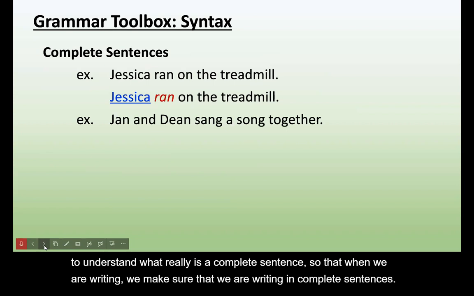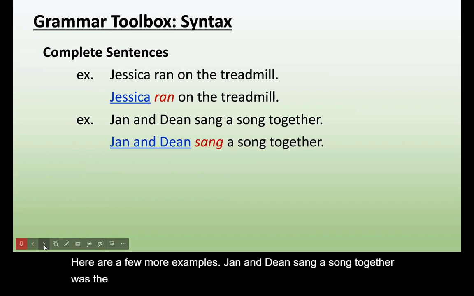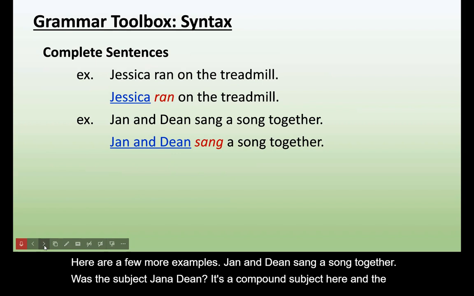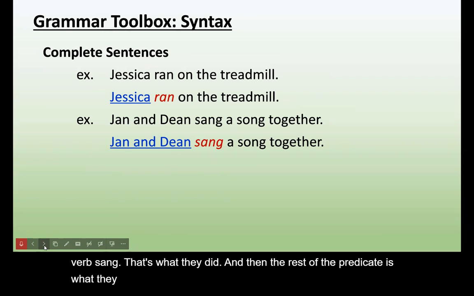Here are a few more examples. Jan and Dean sang a song together. What's the subject? Jan and Dean. It's a compound subject here. And the verb, sang, that's what they did. And then the rest of the predicate is what they sang. They sang a song together.